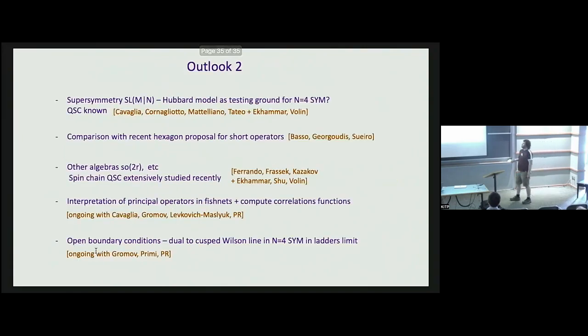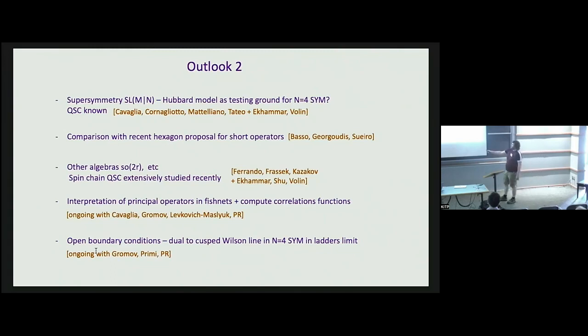So outlook number 2, where I just highlight some interesting things to consider. So the first natural one is the extension of all of this to supersymmetric SU(N|M) or SL(N|M) type spin chains. And most importantly, for example, the Hubbard model. Why the Hubbard model? Because it would be a very useful testing ground for N equals 4 super Yang-Mills, because they have a very similar structure. You have the Zhukovsky variable everywhere, you have cuts everywhere, the Q functions are quite similar as well. And the quantum spectral curve for the Hubbard model is explicitly known, at least by two different groups, Andrea Cavaglià, Ragliotto, Italiano, and Sateo, and also Simon Ekhammar, who's here, and Dmytro Volin.